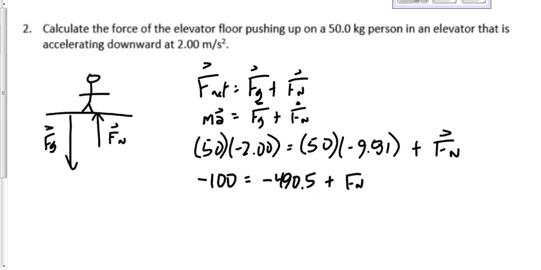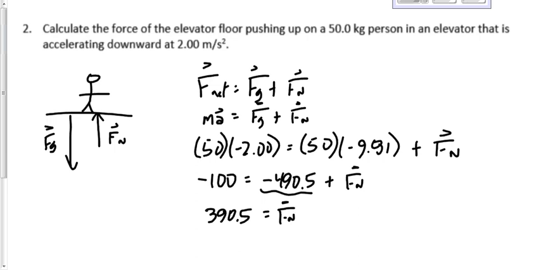Now, we're going to take that 490.5 over to the other side by doing what? How do you take it over? Somebody said it? John? Yeah, it's a negative on the right-hand side, so we're going to take it over by adding. Hold on for a second, guys. We get 390.5. Hold on, please.